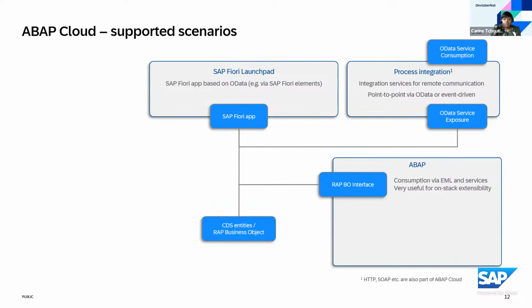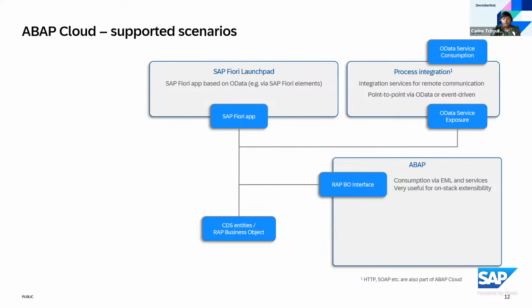So RAP business objects, we have also RAP business object interfaces. This is the way how we at SAP provide stable interfaces to our business objects, and it plays an important role in the on-stack developer extensibility, as this is the new way how to integrate your custom apps with standard ABAP applications by using RAP BO interfaces, for example, instead of BAPIs and so on.